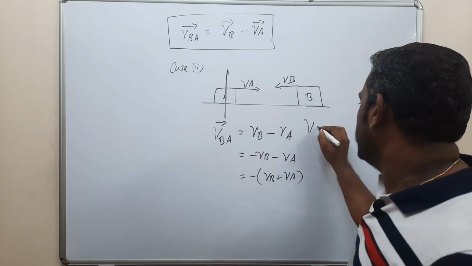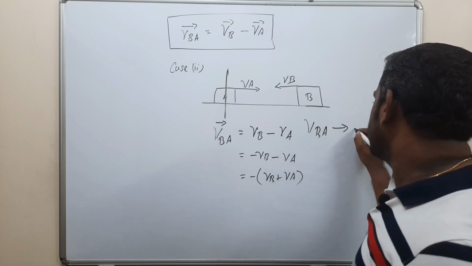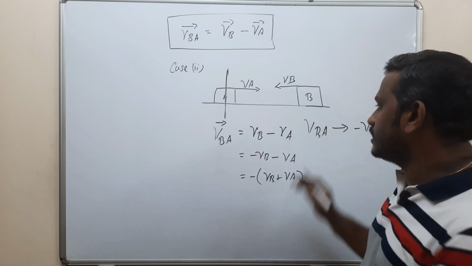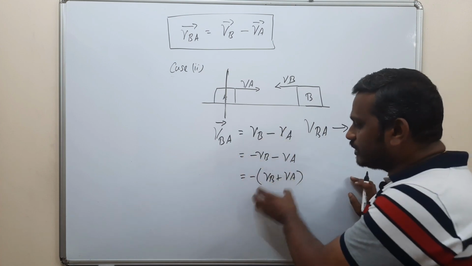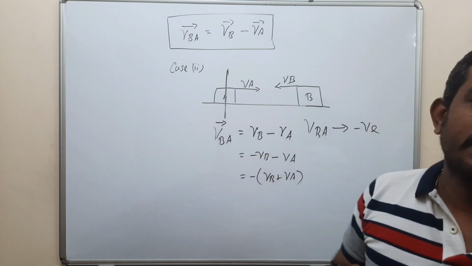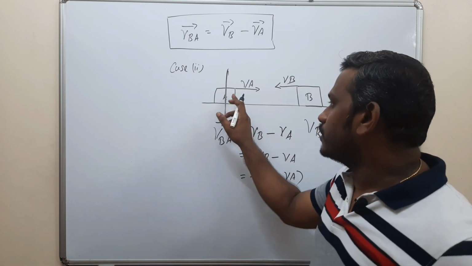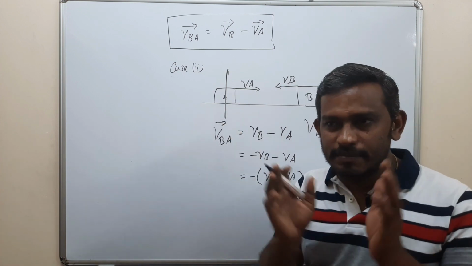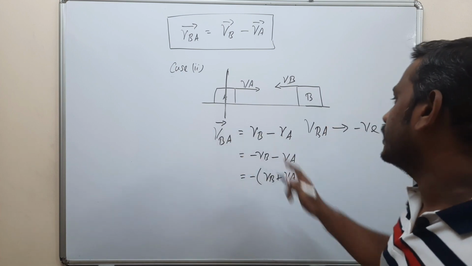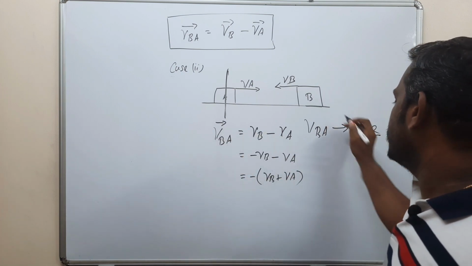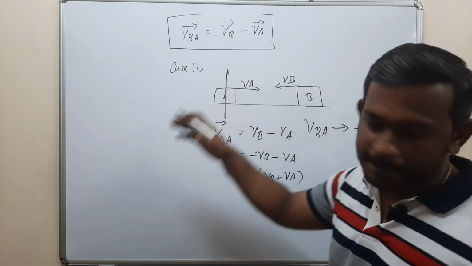VBA, the velocity of B with respect to A, is always a negative quantity. So the observer is sitting on A and watching B, and B always approaches A. Negative means B always approaches A. Okay.